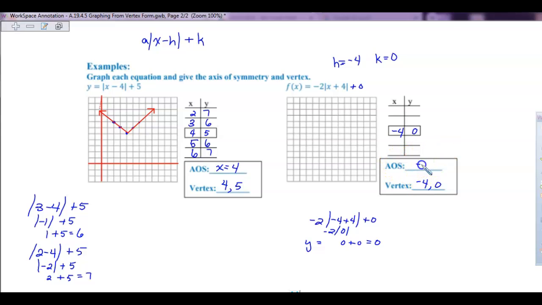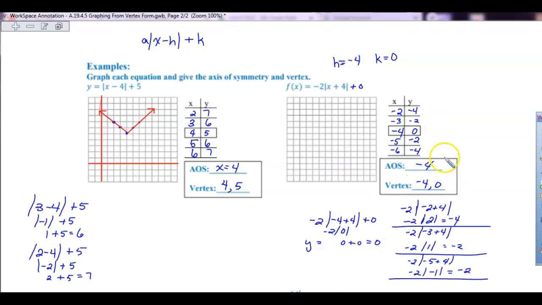My axis of symmetry is going to be -4. So now I can go -3, -2, -5, and -6, and I can solve for all the y values on those. So what I did is I just plugged in for x my -2, and I got -4. I plugged in -3 for my x, and I got -2. And I plugged in -5 for x, and I got -2. And then this last one, because it was repeating, I just went ahead and put -4.